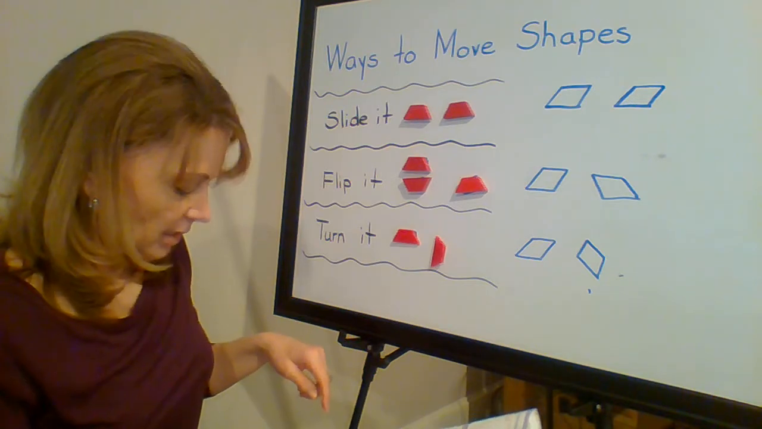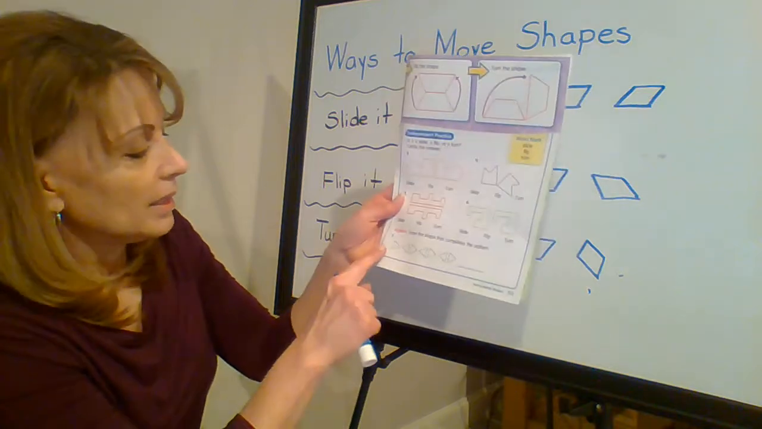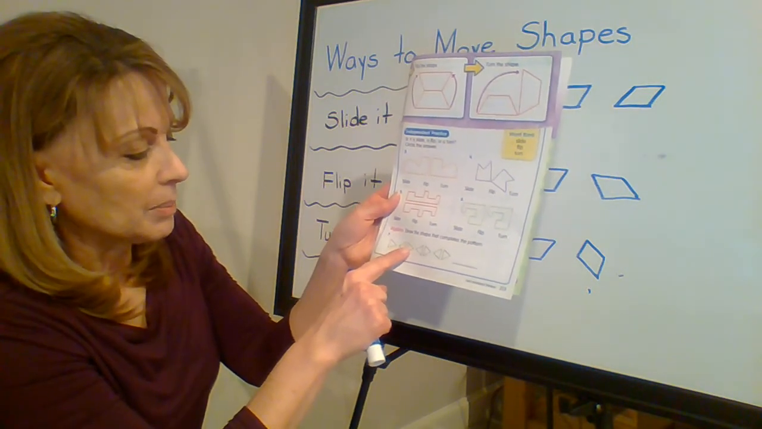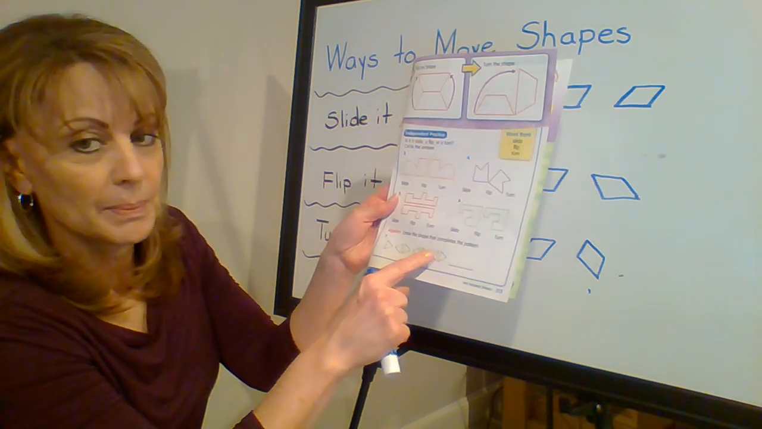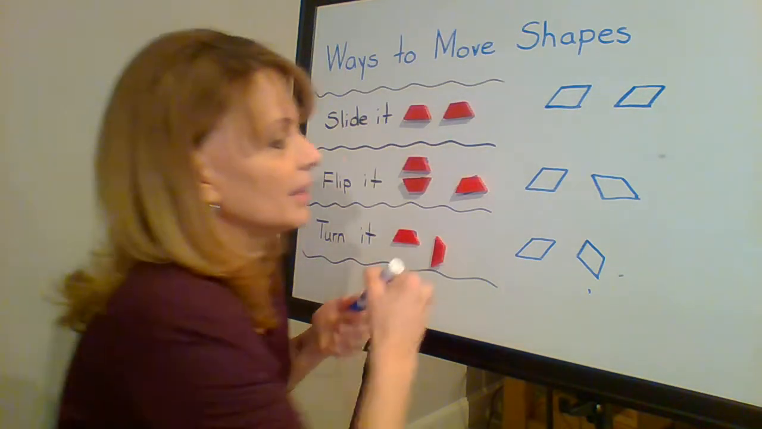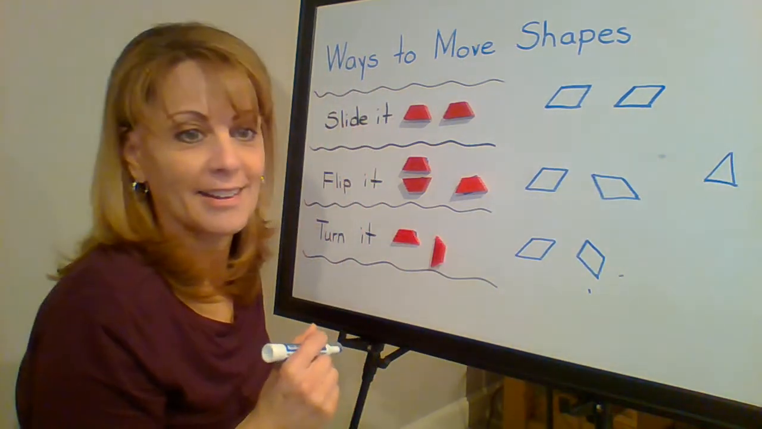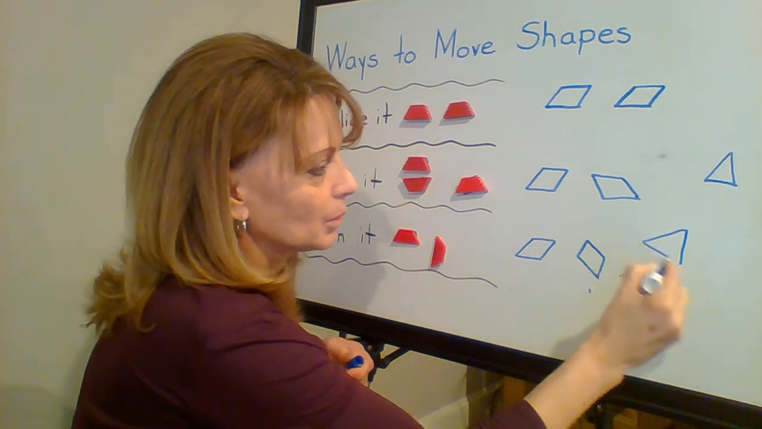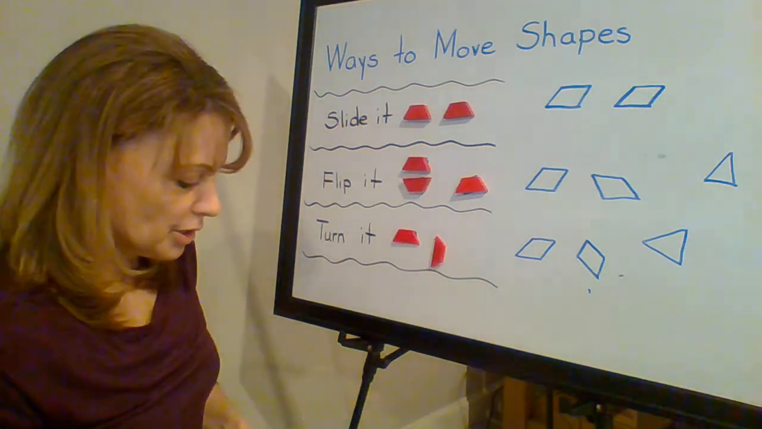Look at number 7. It says, draw the next shape. Well, the triangle's facing this way, and then we have a flip. Then we have a flip, and a flip, and a flip, and a flip, and a flip. So it should look like that. Oh, mine's not very straight. Straight back, pointing in. Okay? Turn to the back.